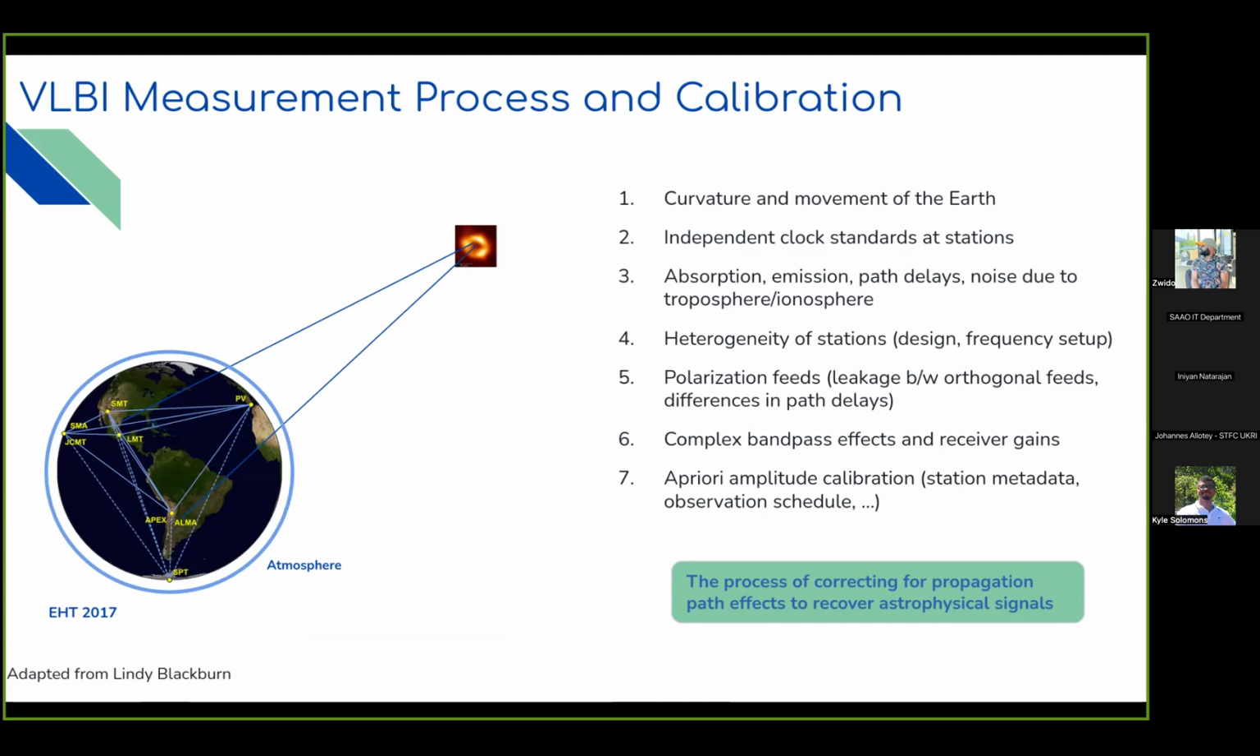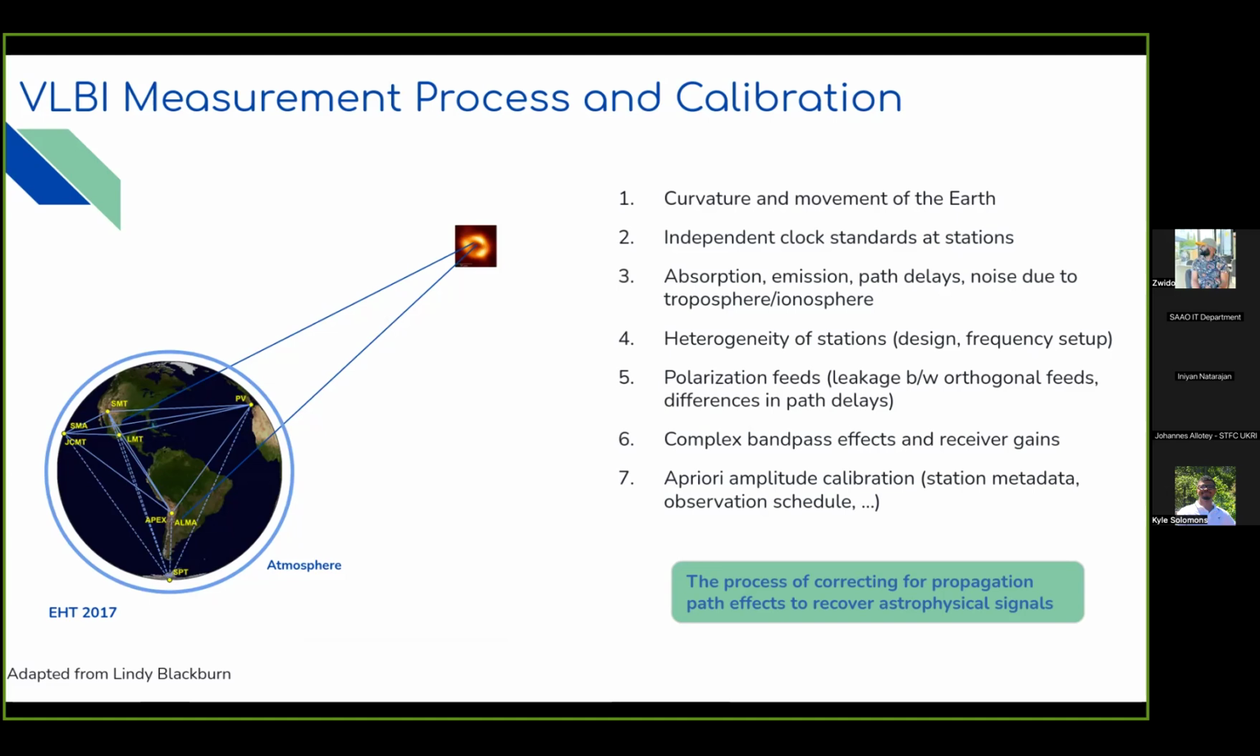Polarization feeds: there could be leakage between the two orthogonal polarization feeds that are used in any experiment. There could be differences in path delays between the polarization feeds and the recorder. The paths are independent, and this could differ from station to station. That's another thing that you need to take care of in VLBI.